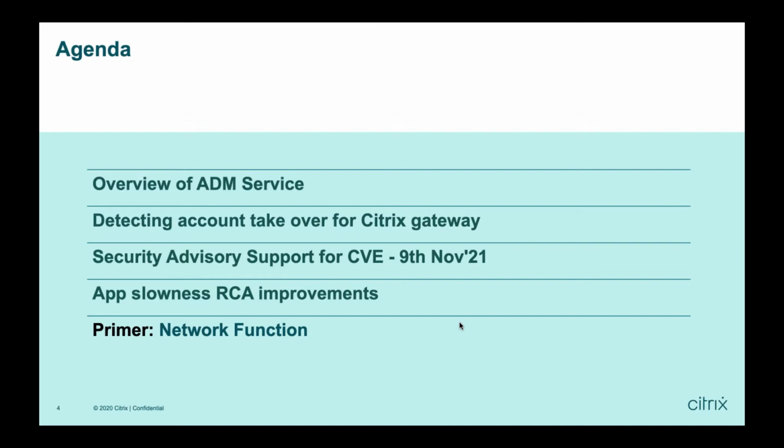The fourth point would be the app slowness RCA improvements, where I will be talking about the Web Insight app slowness RCA improvements and what all has been improved in that section. And the last one will be the basics or primer section, where I will be covering network function as I have been covering over the last few months in previous webinars.